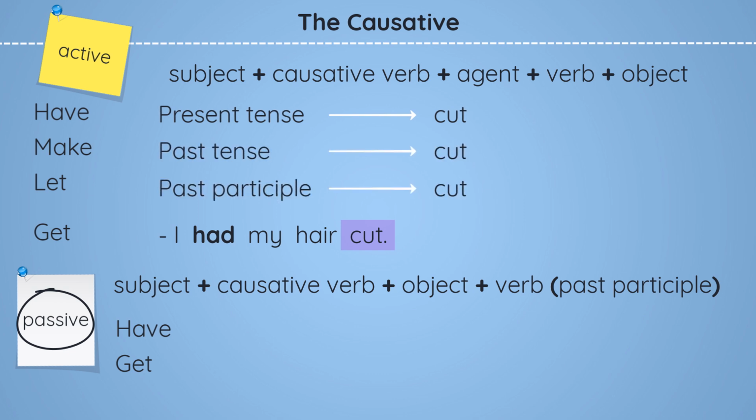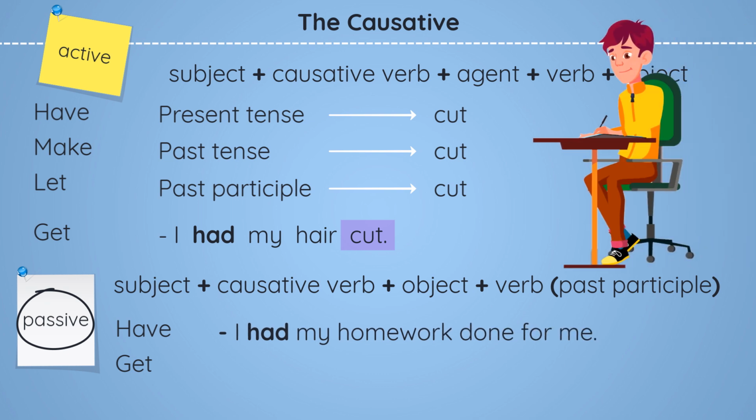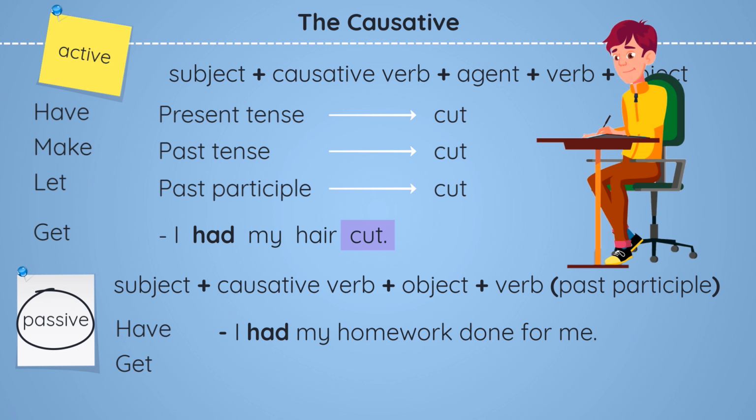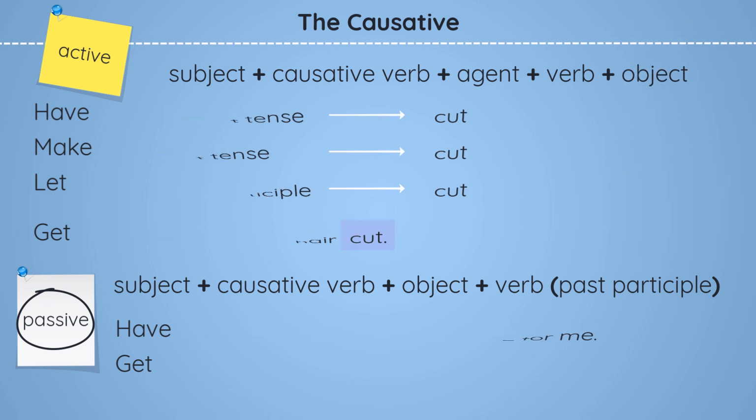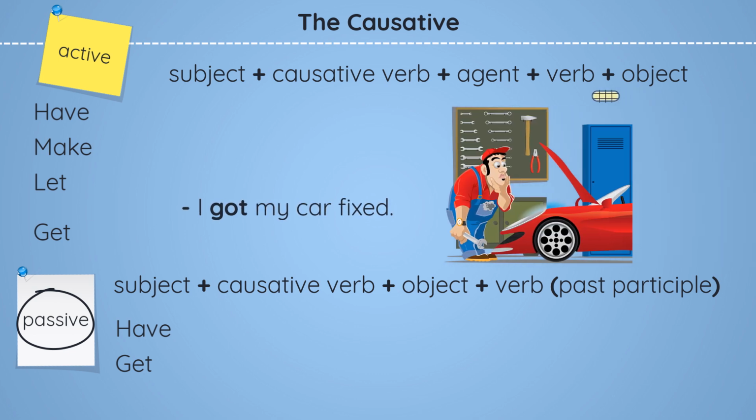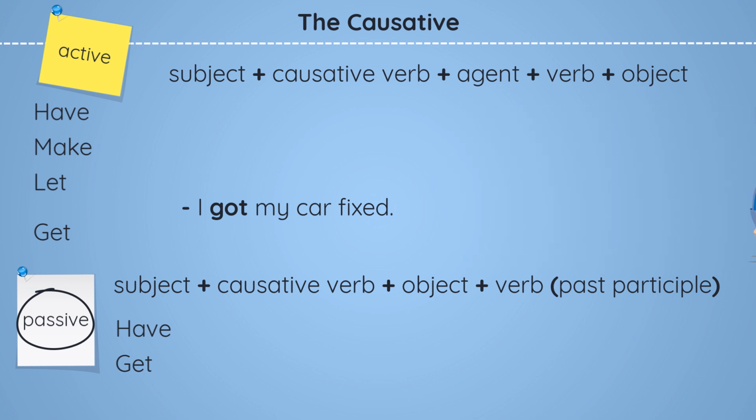Okay? I had my homework done for me. Means I had somebody else do it for me, okay? I didn't do it. Somebody else did. I got my car fixed. Who? The mechanic fixed it. I got my car fixed. Meaning somebody else did it. Now, all of this will be much easier to understand once you see actual example sentences. So let's practice them.